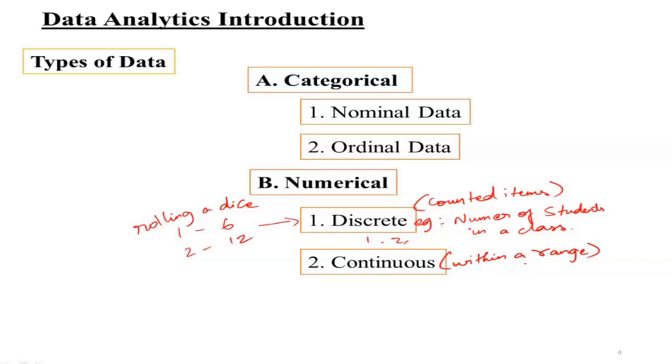Height of a person. Yes, height of a person we can say, temperature, and then time in a race. So all these are continuous values.